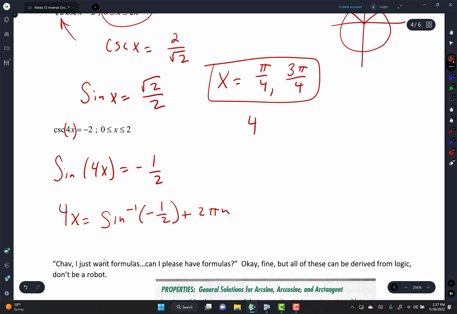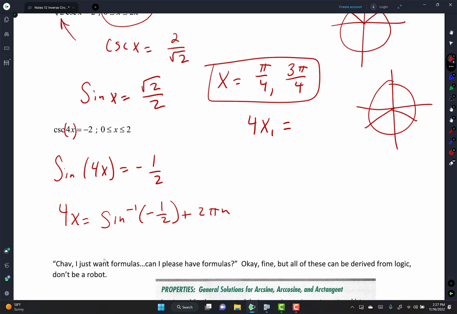So here's my first equation. 4x1. On the unit circle, which is the very first radian where you hit a negative half? So let's do a visual. That's a positive half. It's either this one down here or that one down there. What's the one in quadrant 3? The denominator is a 6. Yeah, 7 pi over 6, guys. 7 pi over 6 plus 2 pi n.